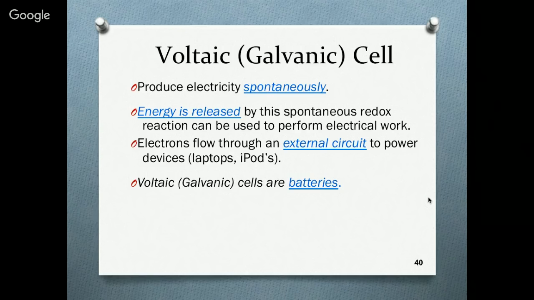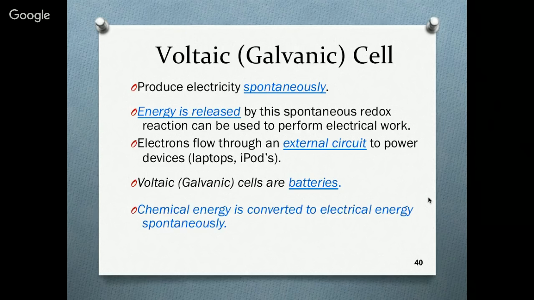there you go, Paulina. Okay, voltaic cells are basically batteries. So chemical energy is being converted into electrical energy spontaneously.